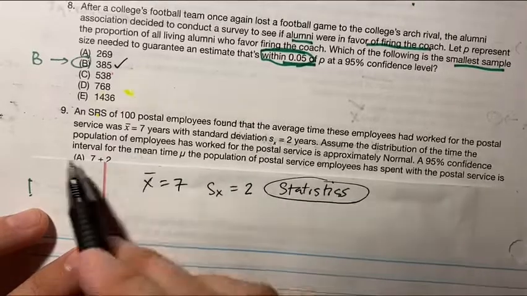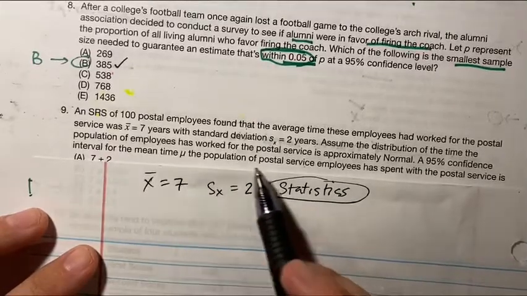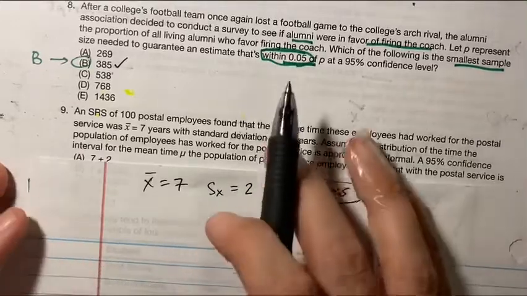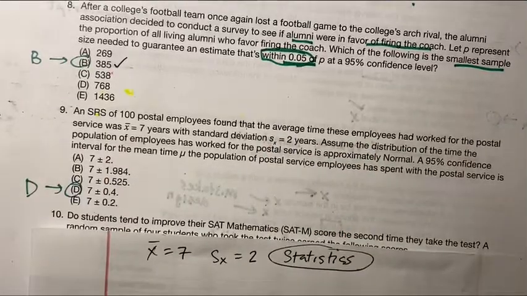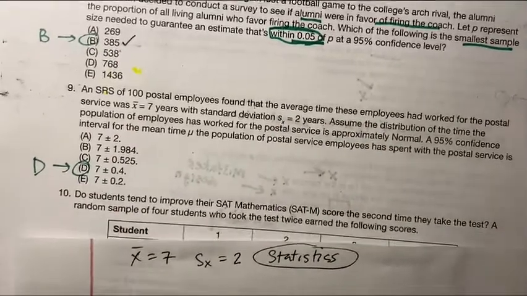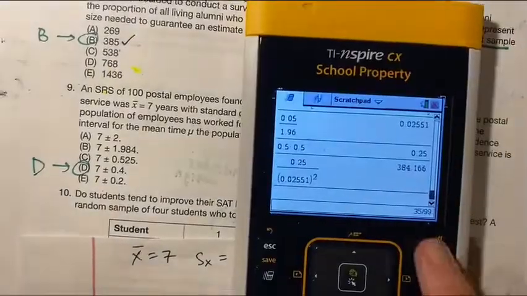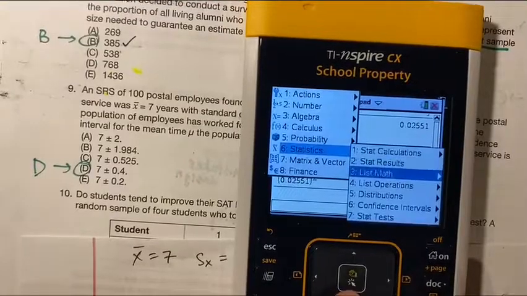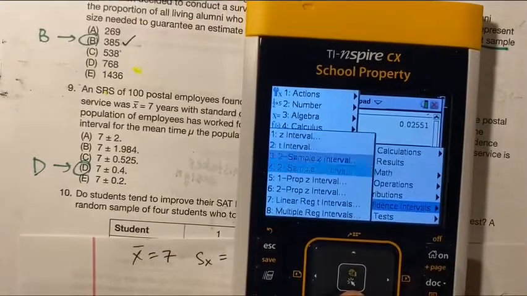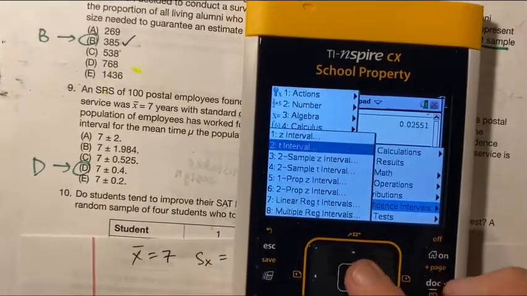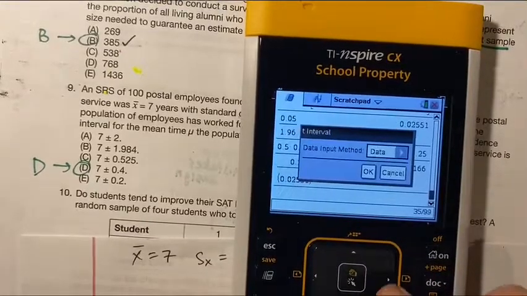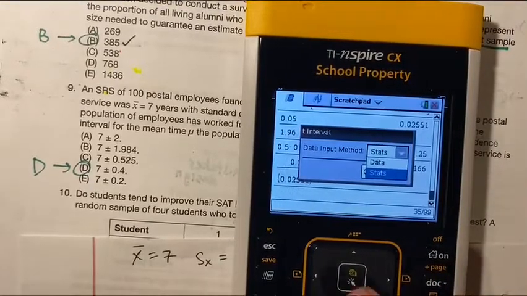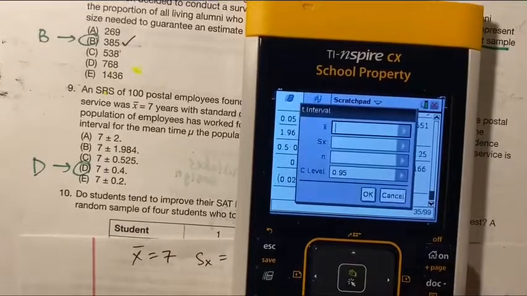A 95% confidence interval for the mean mu population of postal service has spent is what? Let's make the calculator do everything. The calculator is going to do all the work. Okay, so we go to stat. We're going to do confidence interval. We're not going to do a proportion. We are going to do a t interval. And we don't have the raw data. We have the stats.